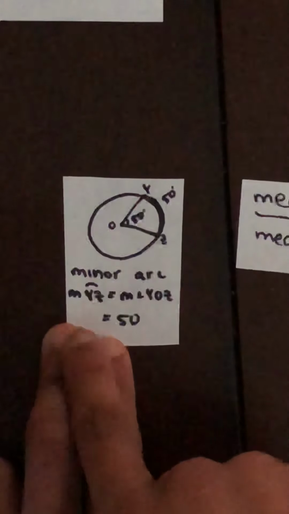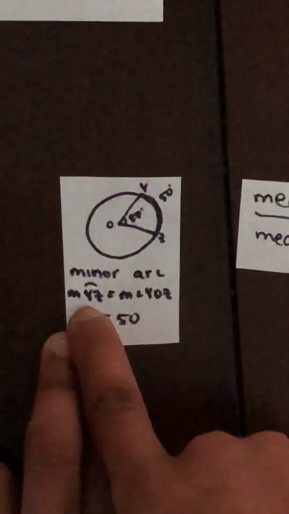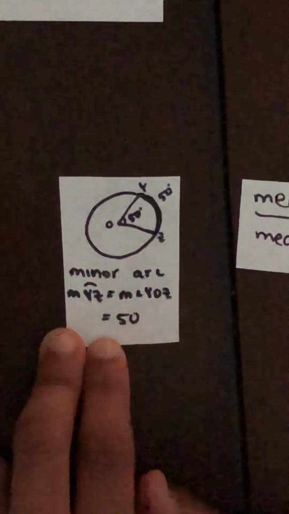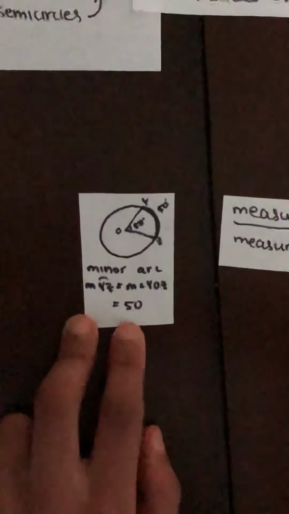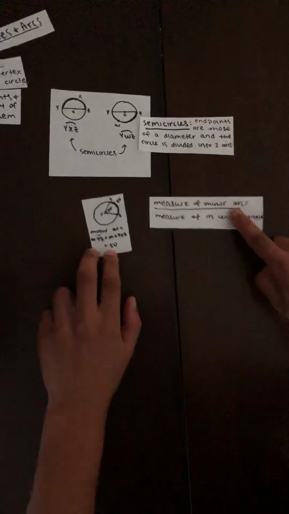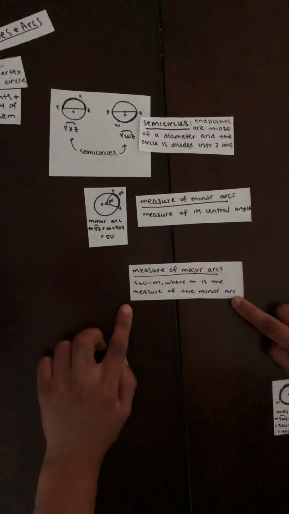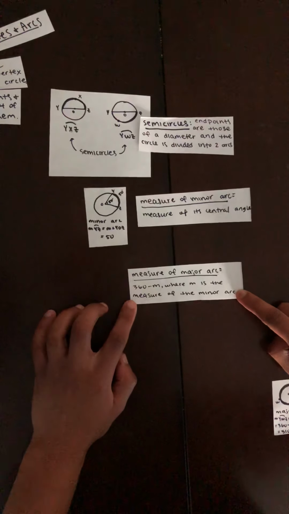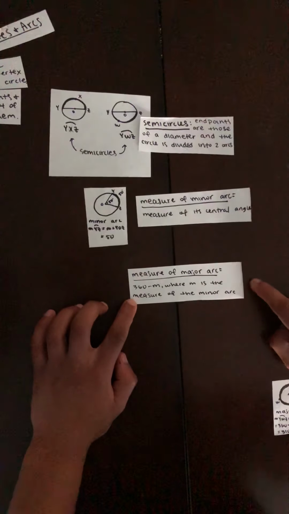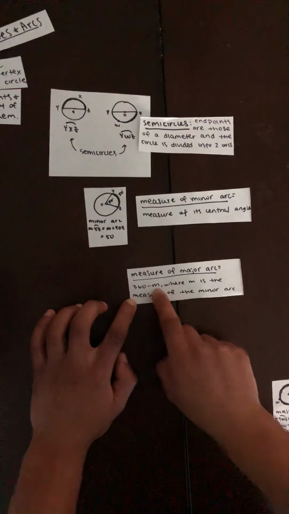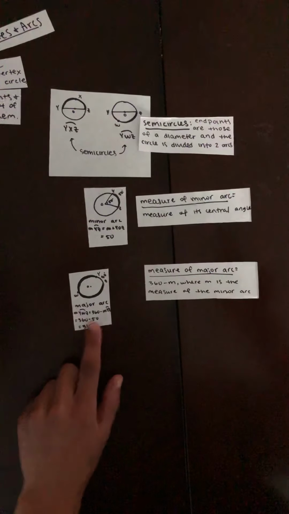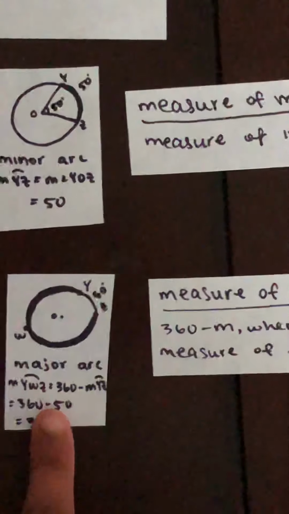And as you can see, the measure of arc YZ is equal to the measure of angle YOZ, and they're both equal to 50 degrees. So that's how you'd get it. Now let's look at how to find the measure of a major arc. The measure of the major arc is 360 degrees, which is the degree of a circle, minus m, where m is the measure of the minor arc.